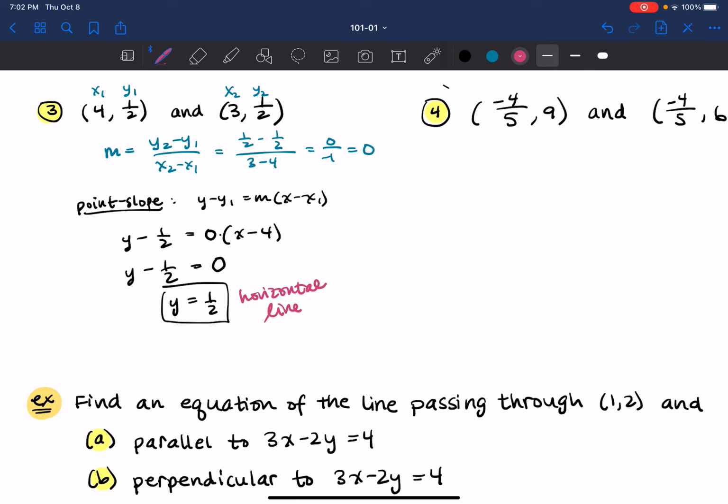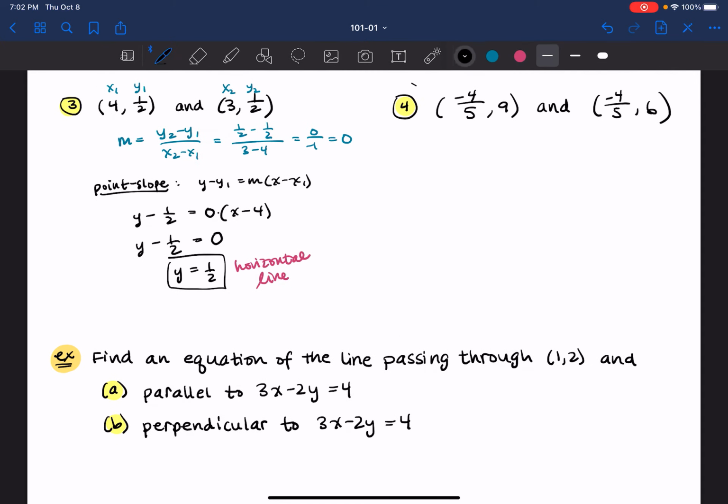All right. Moving on here, so we got another one here with 2 points. So again, we want to find the slope. So let's do x1, y1, x2, y2.